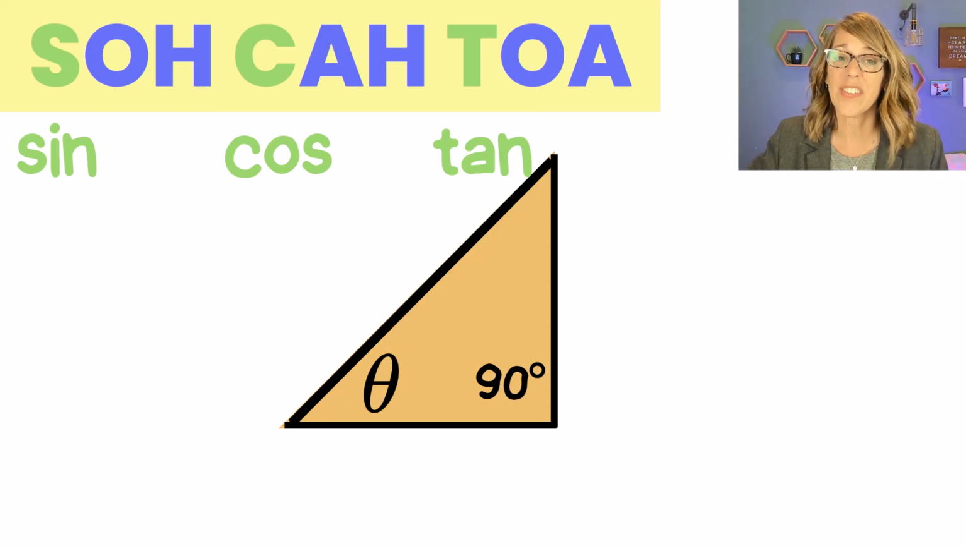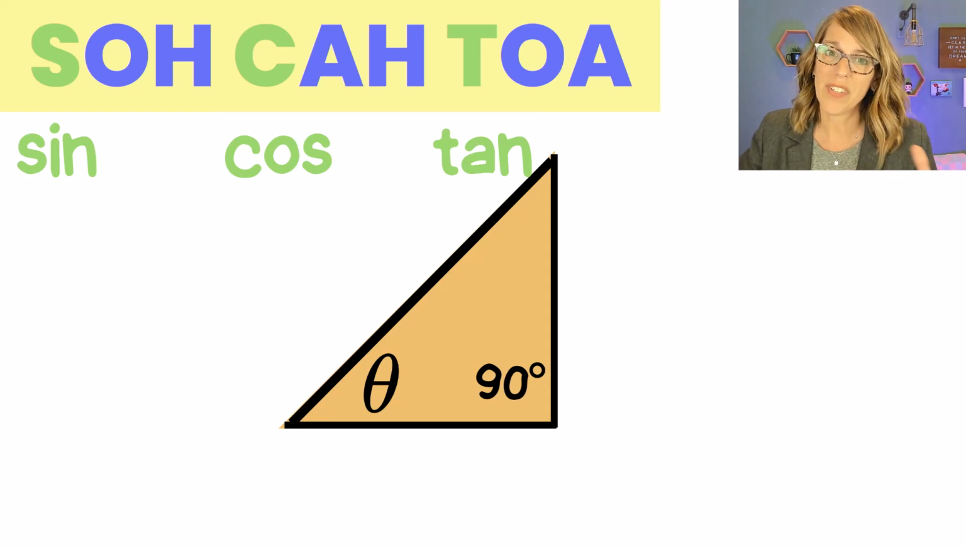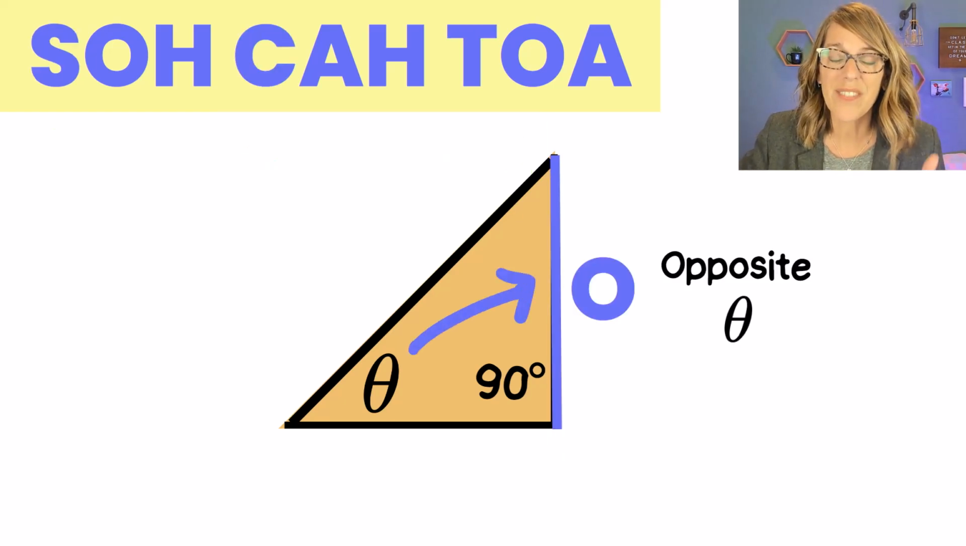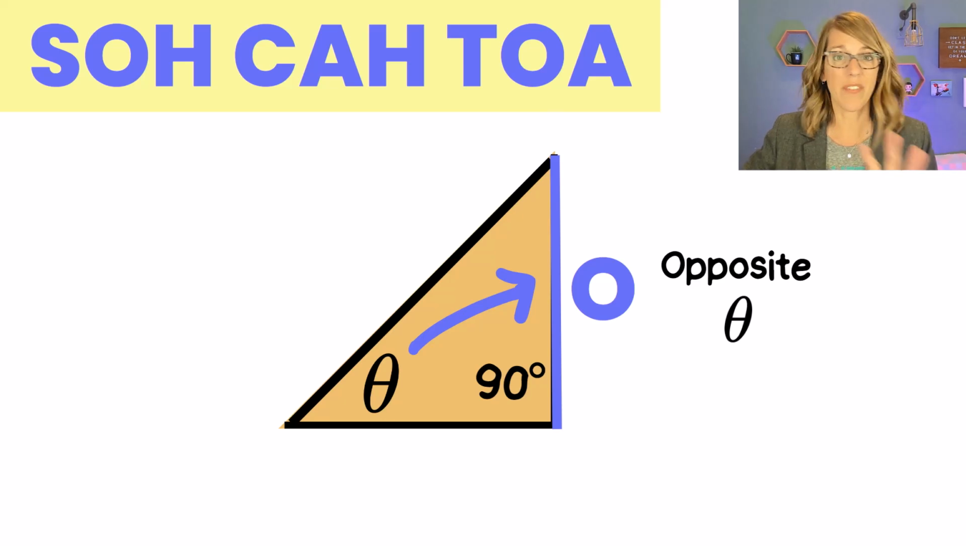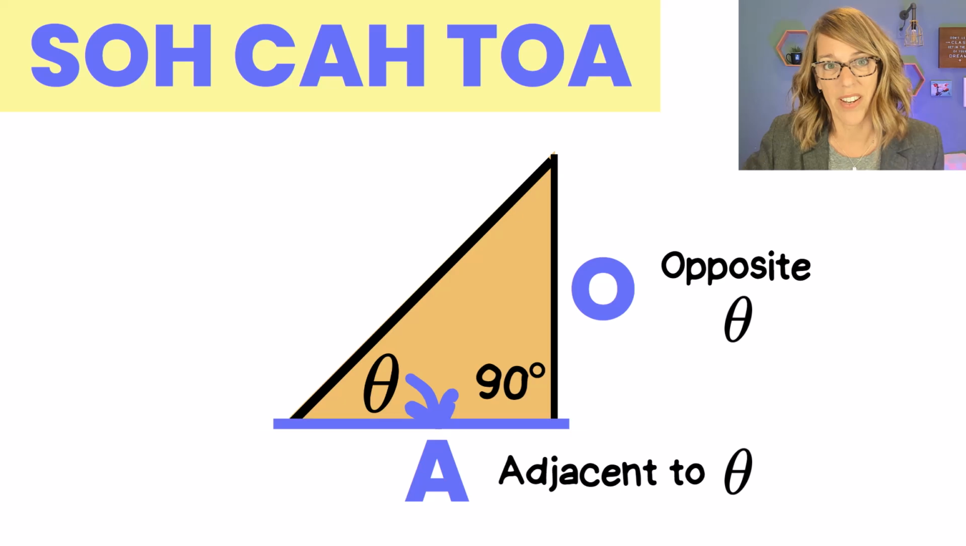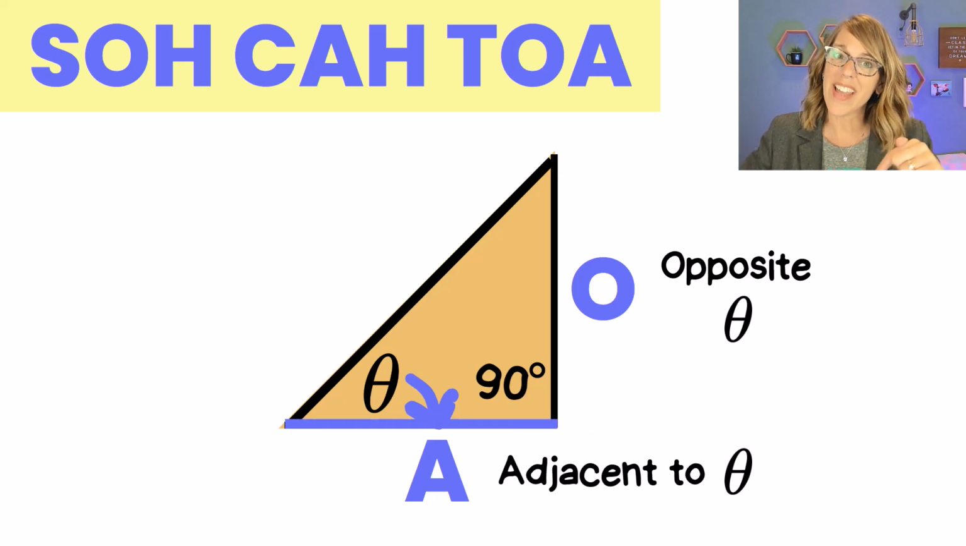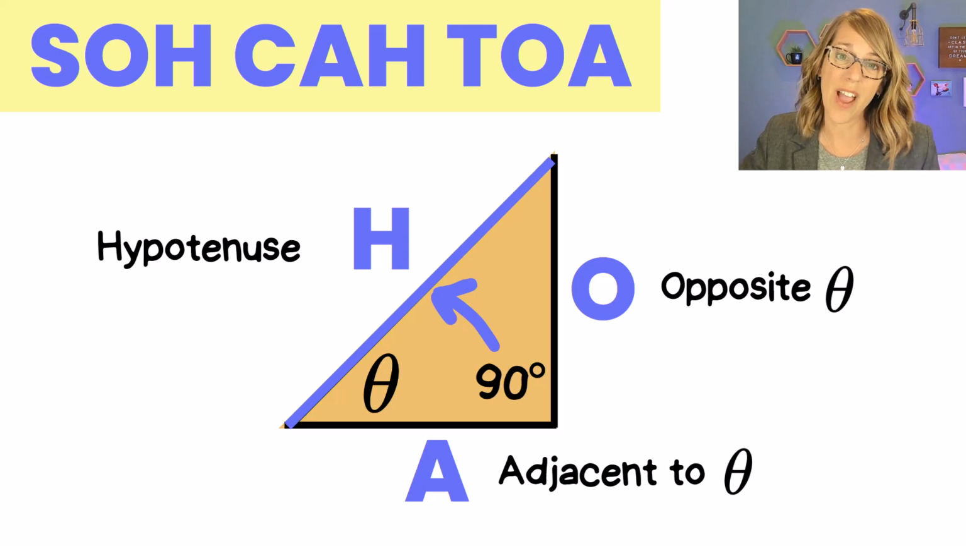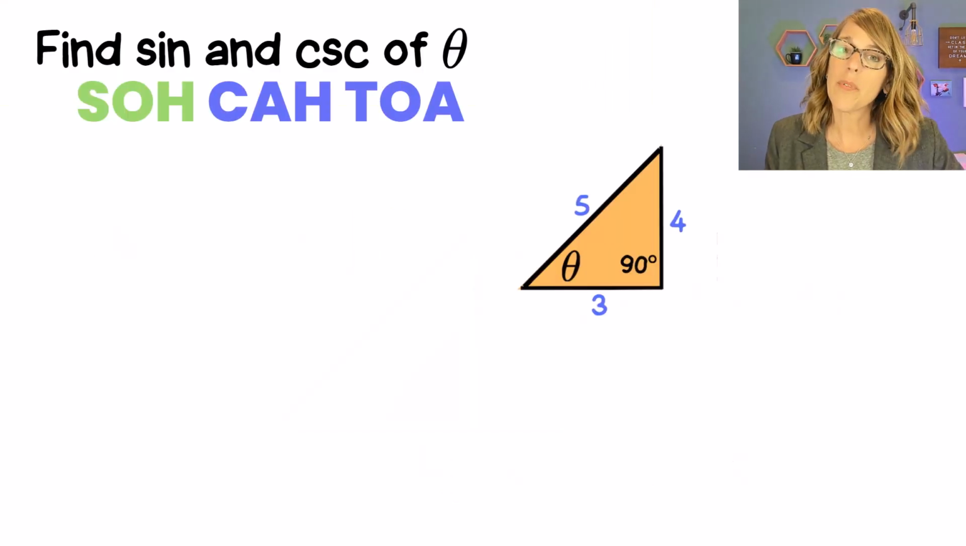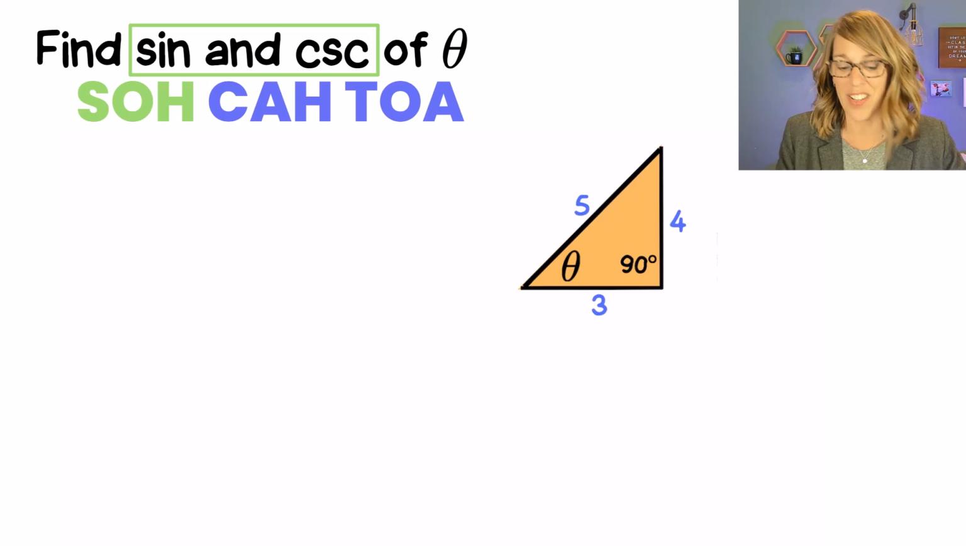Now, the O, the H, and the A are all about the sides of the triangle relative to angle theta. So whatever angle you're looking at, O is the side opposite from theta. A is the side right next to theta, so that's our adjacent, and then H is for our hypotenuse. Now we're going to start with sine and cosecant because they go together.